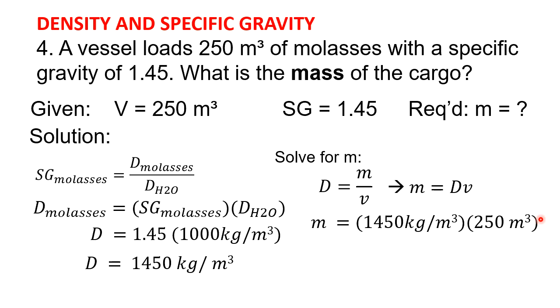So hence, we use this formula to find the mass of the molasses. So mass is density, which we have found to be 1,450 kilograms per cubic meter, times the volume, which is given as 250 cubic meters. So multiply that, we get 362,500 kilograms. Okay, because we will cross out the meters cube. It will be cancelled out. That's why we only get kilograms. So I hope this solution is clear. Let us proceed to the next problem.